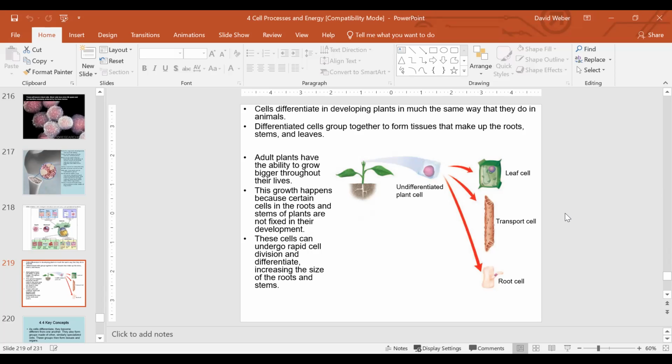Okay, so you don't need to write those two down. We understand that. Adult plants have the ability to grow bigger throughout their lives. Do you? That is a question. Do you consistently grow throughout your life? You get bigger and bigger and bigger, or do you stop at a certain point? What do you guys think? Okay, think about it. Are your parents consistently growing?